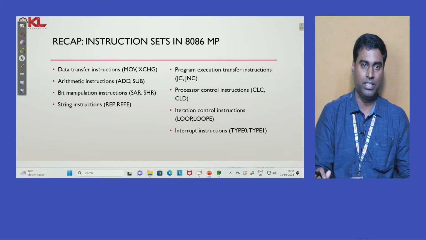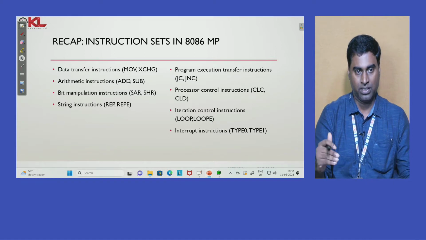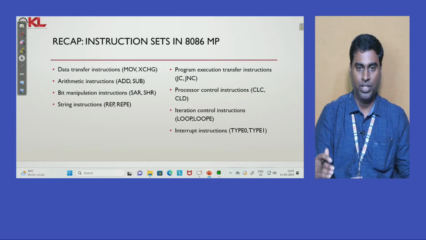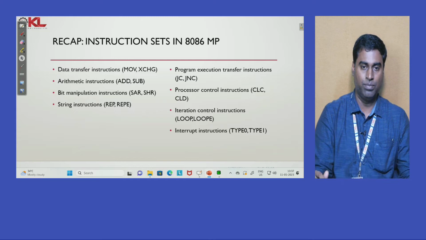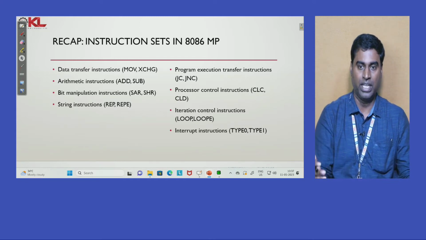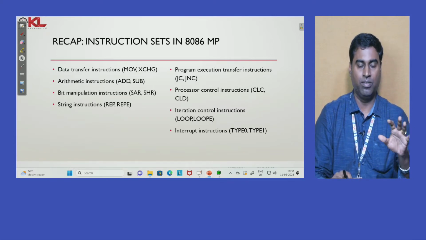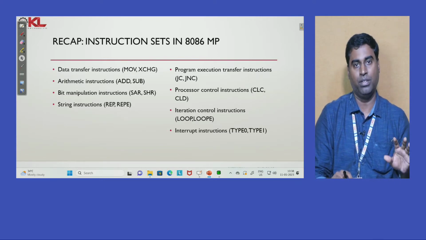Next one is exclusively for iteration. We will also discuss in our upcoming video lecture series loop, loop if equal, loop if not 0. All these kinds of instructions come under iteration control instructions. The next one is specifically for interrupt instructions. There are several types, type 1, type 2, type 3. These instructions will be specifically used in the interrupt mode. So these are all the various categories of instruction sets that will be used in 8086 programming.